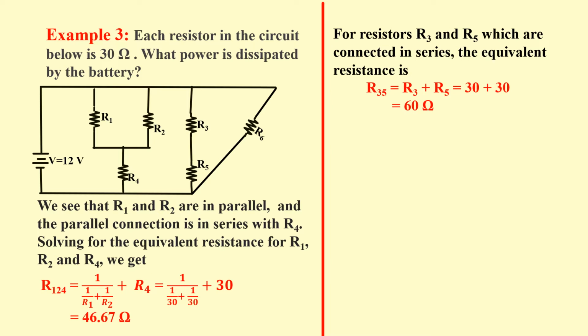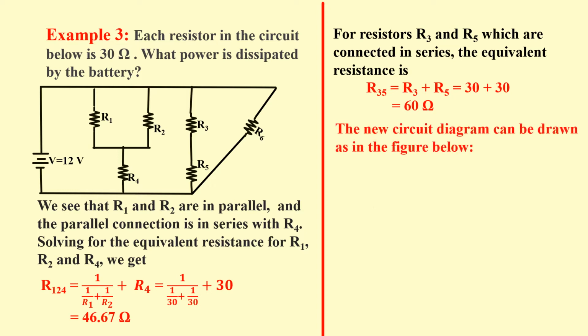For resistors 3 and 5, which are connected in series, the equivalent resistance is R35, which is R3 plus R5, or 30 plus 30 equals 60 ohms. The new circuit diagram can be drawn as in the figure below.